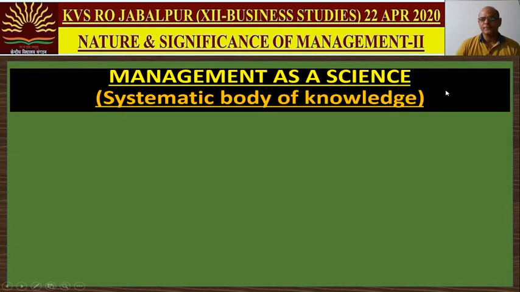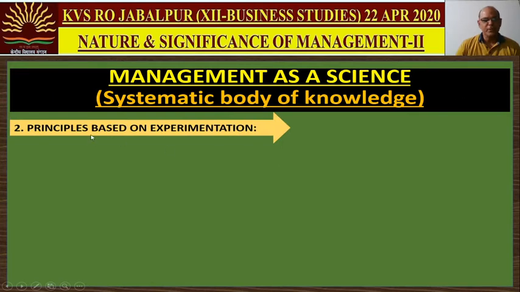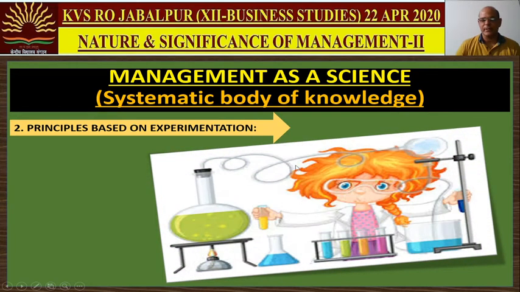Second feature is principles are based on experimentation. As we discussed just now, management principles are based on experimentation. First we observe them, then we design the situations, environment, apply the same thing, and when we get common outcome in every situation, every designed situation, then we come to know that yes, it happens, and we propound a managerial principle.